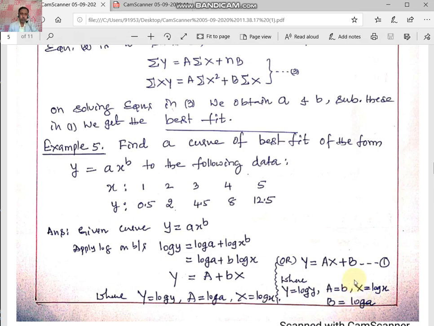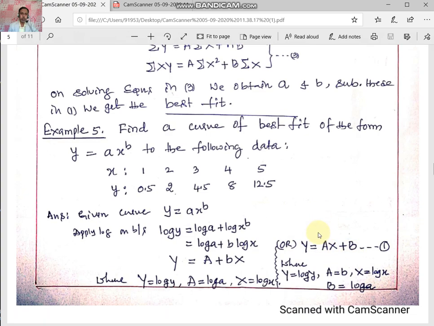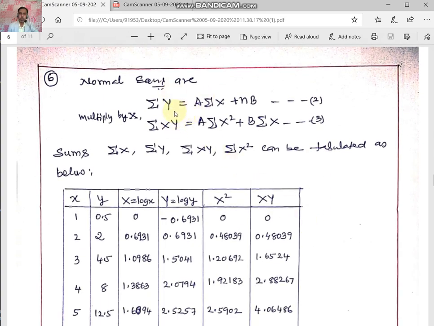Now our job is to obtain the normal equations for this straight line, and then we can find the a and b values. So here are the normal equations. Sigma Y = A sigma X + n times B. Multiply this throughout by X: sigma XY = A sigma X square + B sigma X.